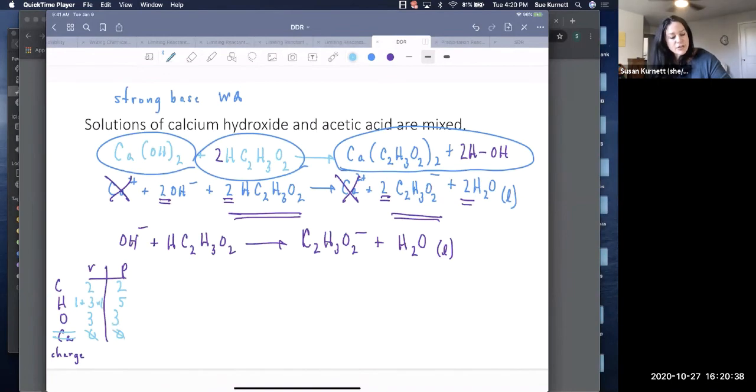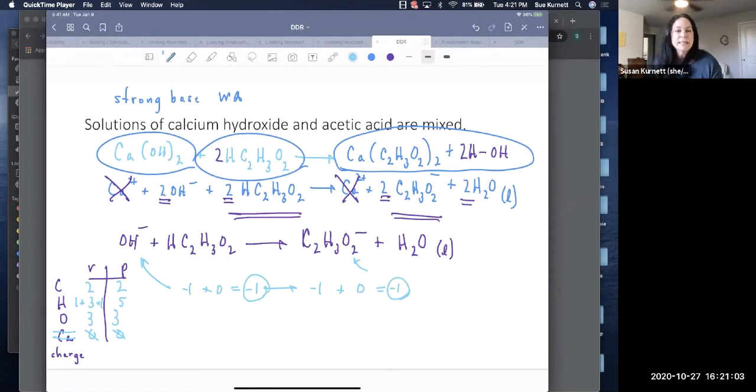Now for the charge, I'm just looking at the net charge here. Hydroxide has a -1 charge. Acetic acid is a molecule, a compound, so it's neutral. The charge on the left is -1. And then there's an arrow. Acetate ion has a -1 charge, and water is neutral. So we have -1 on the right, -1 on the left. This is a balanced equation.